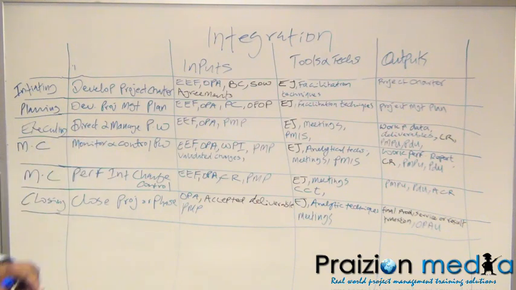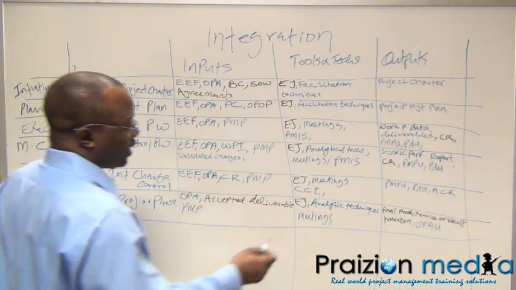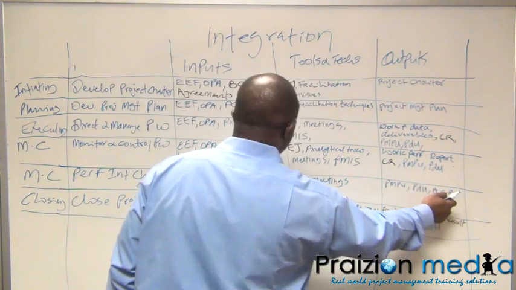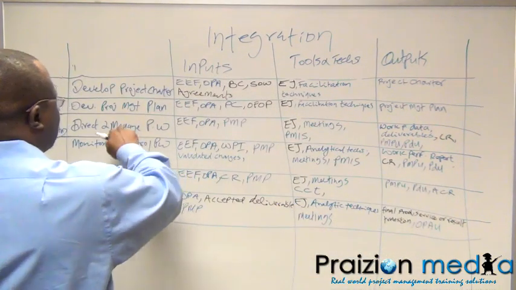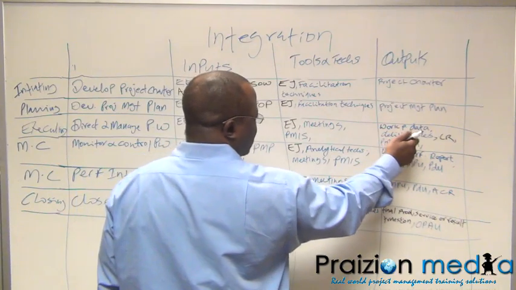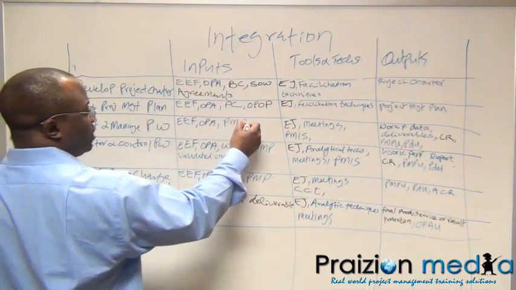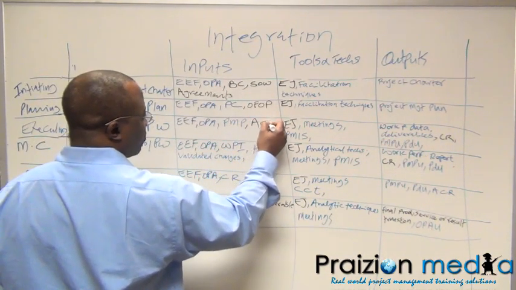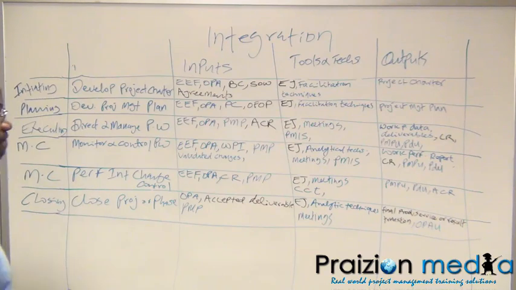Taking a look at direct and manage project work, there's one more thing that we need to put here, and that actually comes from here, your approved change request. Well, guess what? If a change request is approved, in order to come out with a revised deliverable, you're going to need your approved change request, your ACR. Okay?